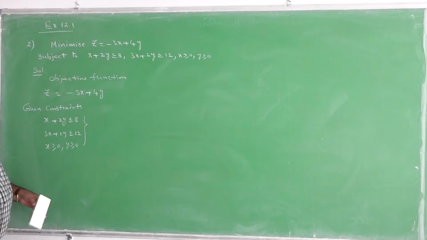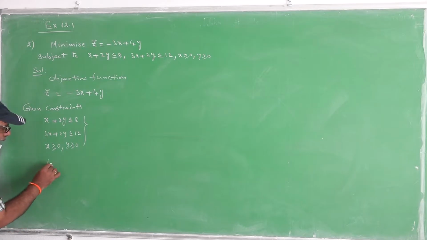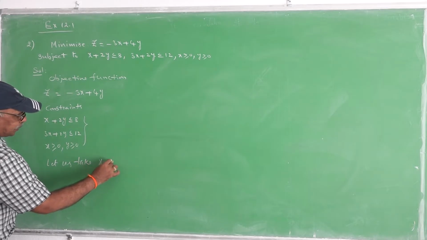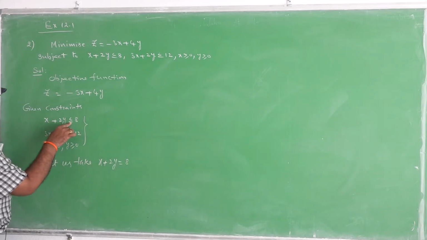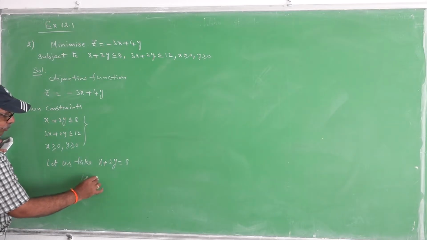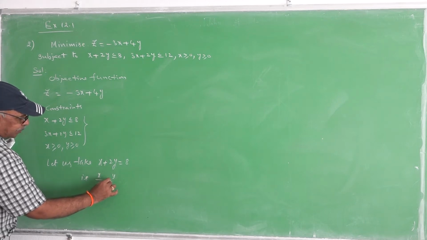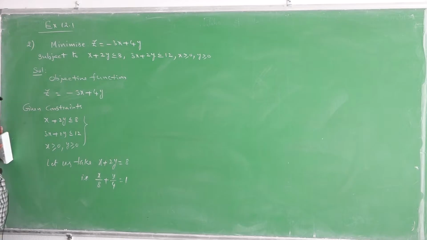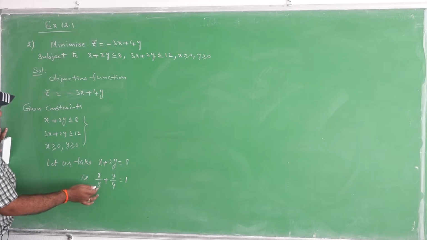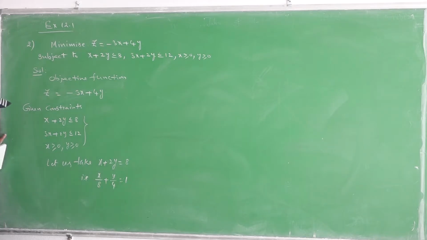Find the feasible region of these constraints. So, to find the feasible region of these constraints, let us take x plus 2y equal to 8. Instead of inequality, I am just taking equality here. That may be reduced to intercept form by dividing both sides by 8. We can reduce this equation to its intercept form, x by 8 plus y by 4 equal to 1.